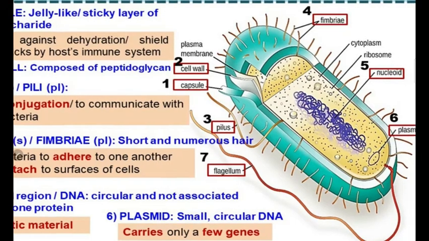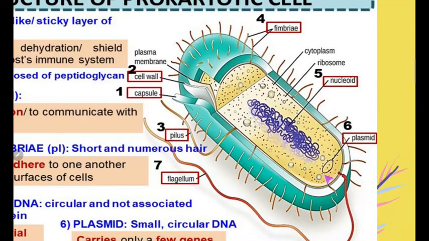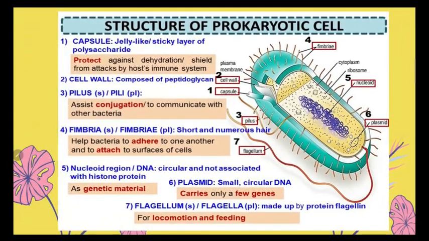Okay, number 6 is plasmid. Plasmid is something that is circular in shape here. Actually, plasmid is a small circular DNA. And number 7 is flagellum. The singular is flagellum and the plural is flagella. Some bacteria have only one flagellum, while other bacteria have more than one flagellum. Okay, so let's look at all the 7 structures in detail.